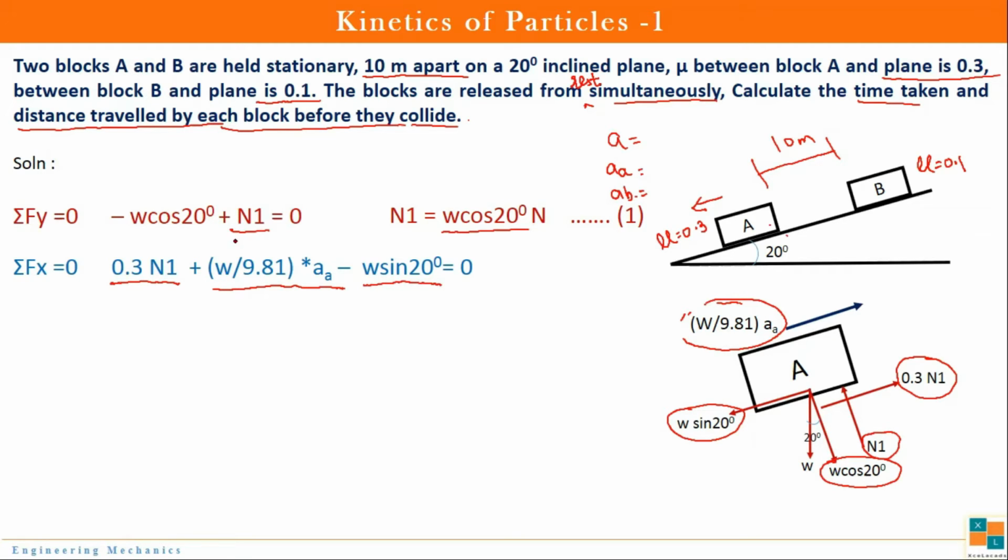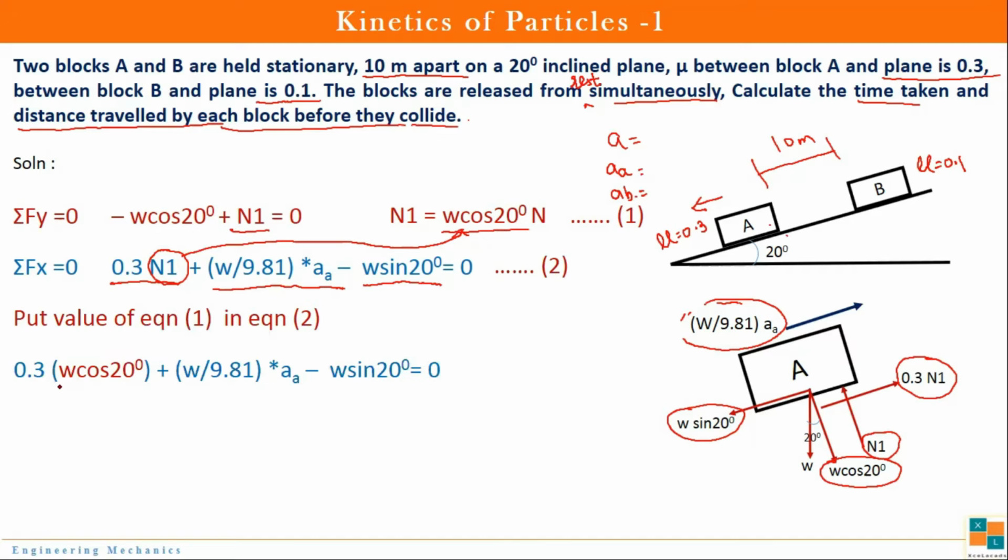Now in this equation, the value of N1 we have already found out in this particular step in terms of W, that is N1 is equal to W cos 20. So substituting this value, I will get 0.3 into W cos 20. Here you can see I have just substituted the value of N1, plus W divided by 9.81 times acceleration A, minus W sin 20 is equal to 0.